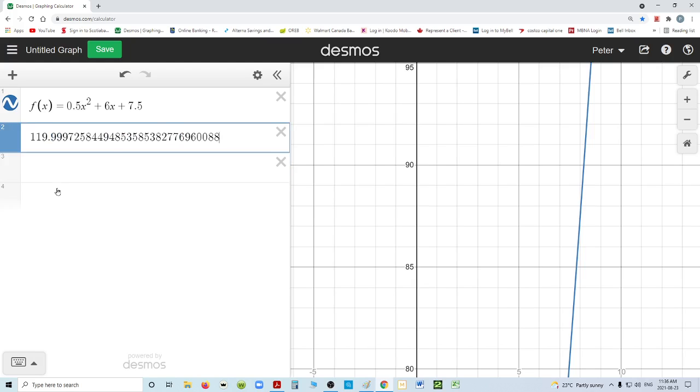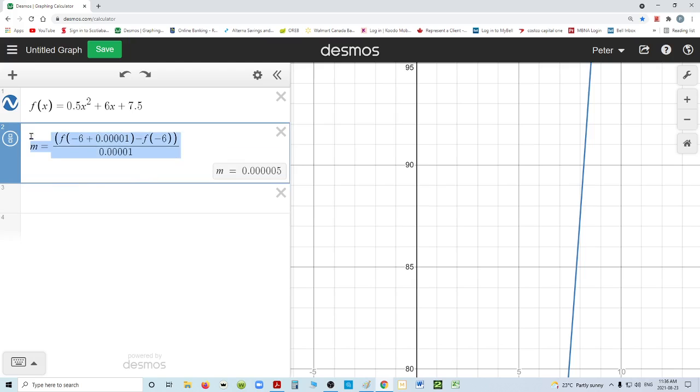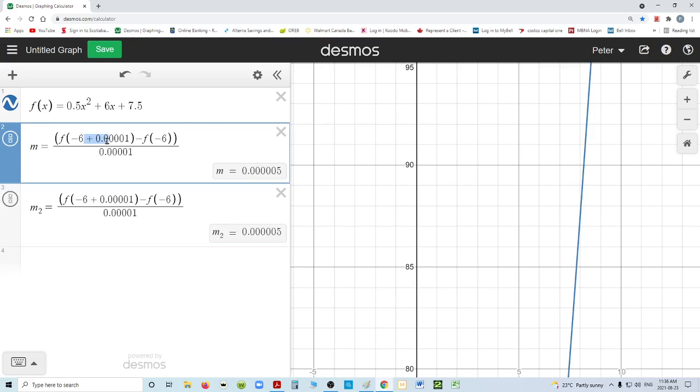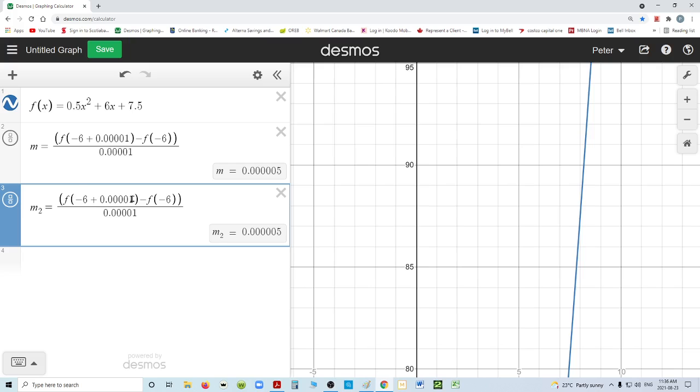We're going to copy the formula. Oops. I'm going to copy the formula. And we're going to take a second point. This point was just to the right. And so now we're going to take one that's just to the left. There we go. Now notice the slopes are the same, which indicates that we have an exact middle point of minus 6 in the middle.